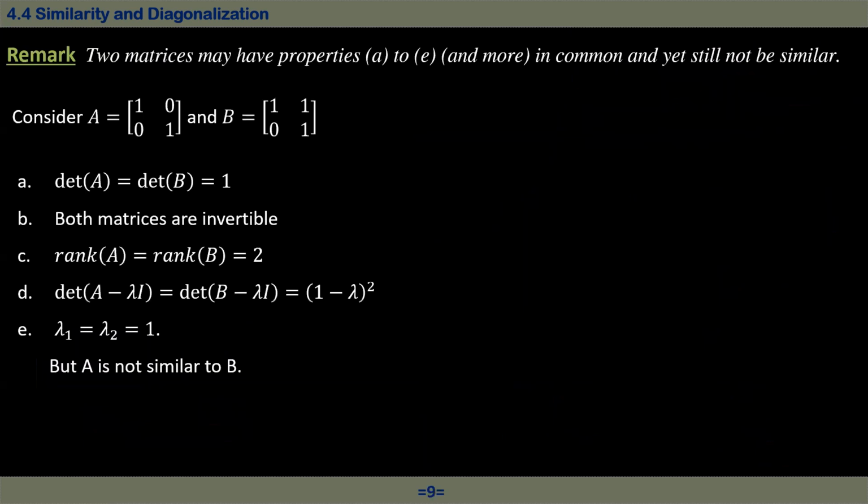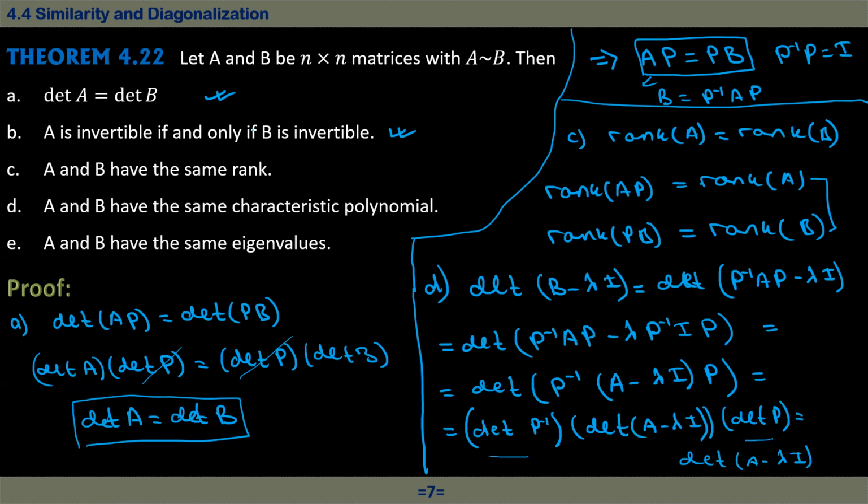Okay. So now two matrices may have properties A to E, all these five properties in common, and yet still not be similar. Why? Because here we have a one-way implication. We are saying that if A is similar to B, then these five facts are true. But the converse is not true, because we are not saying if and only if. If we have all of these properties, still we cannot say that A is similar to B. They may be similar, but they don't have to be similar.